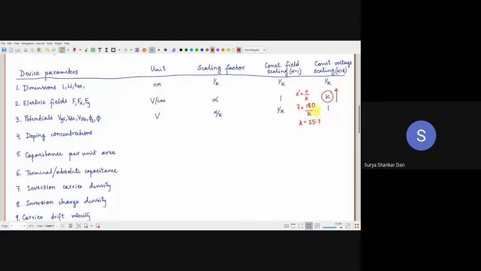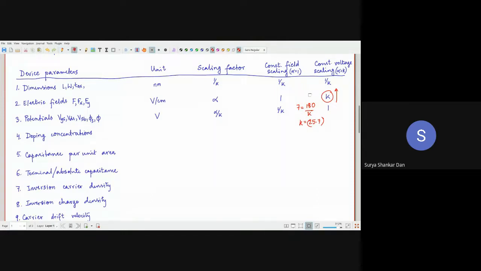Okay. So what we understand is that if we just use the same amount of potential, what will happen? This k will be increased by a factor of 25.7. So the electric field will increase by a factor of 25.7 with this k. It means that your device is essentially going to go into breakdown. When avalanching can happen, the device breaks down. So the reliability of the device will be at stake.